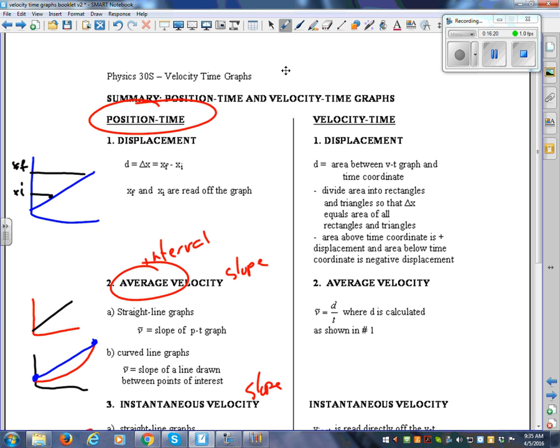Now let's talk about column 2. Velocity time graphs. That's what I've been talking about for a day and a half.